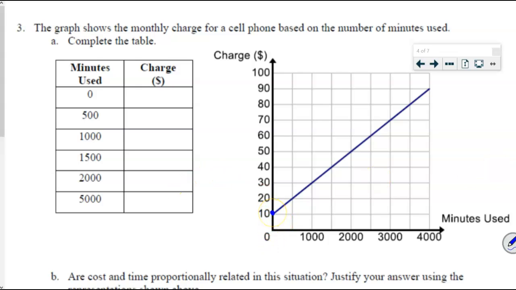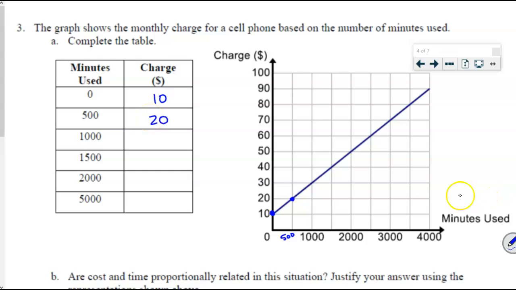Great. So we can see right here at 0 minutes used, the charge is $10. So 0 minutes used, charge is 10. Good. How do I find the next spot on the table? Cambria. Great. Yeah, perfect. So we can see that this is scaled to where every second one is labeled as 1,000. So half of that is going to be 500. So there's that 500 minutes used. We're going to go up and we're going to find that. It says 20. So 500 minutes used is going to be a charge of $20.